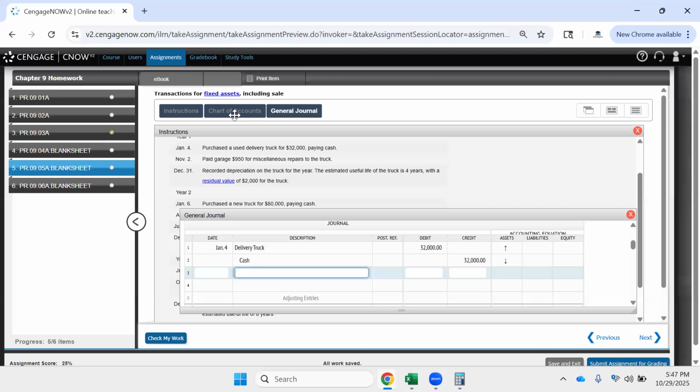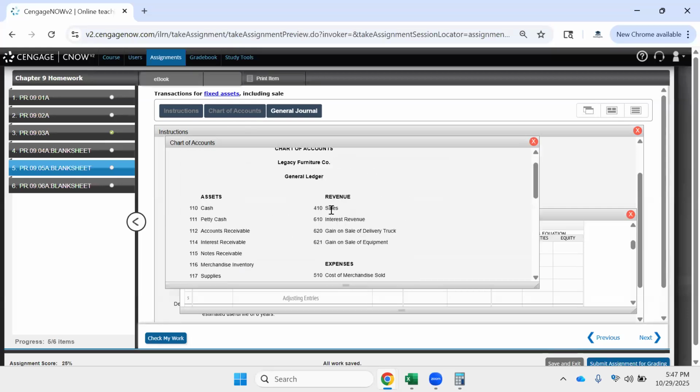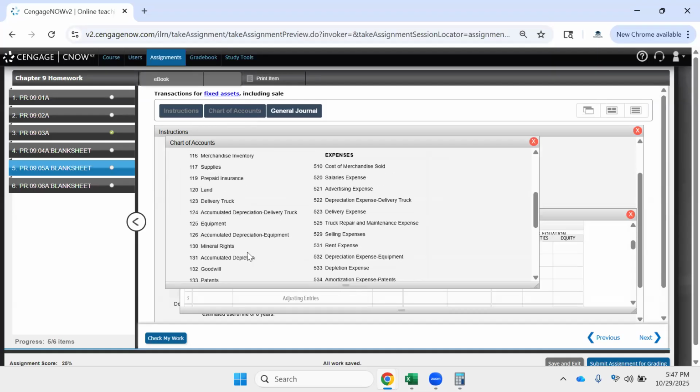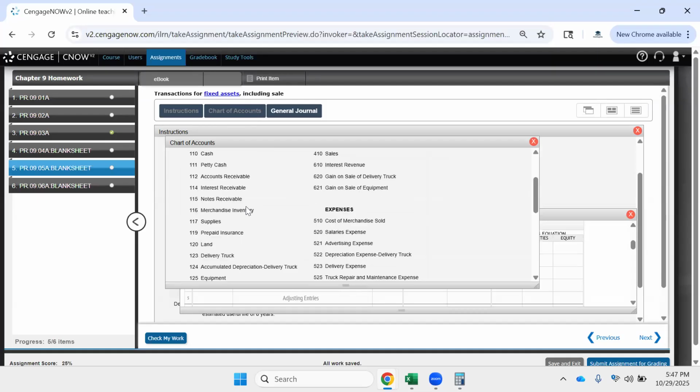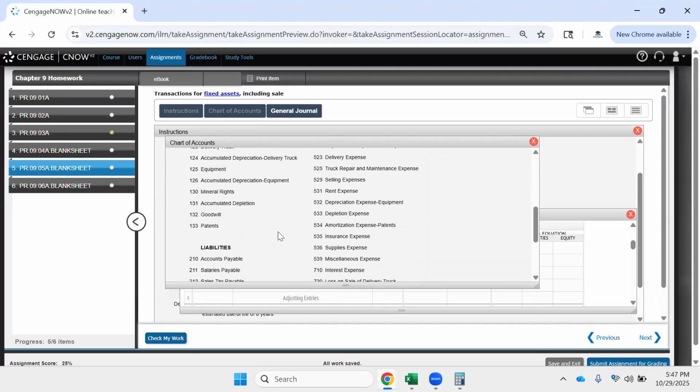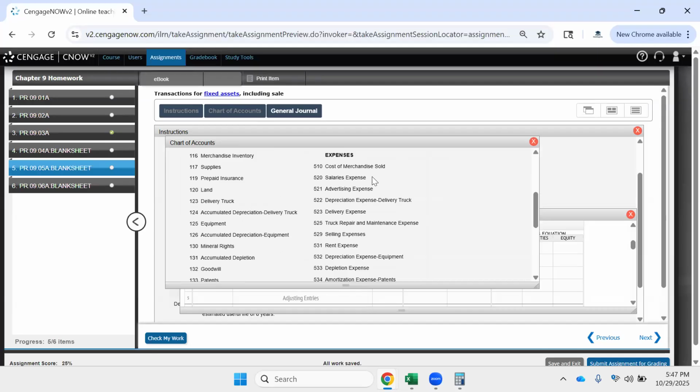For repairs to the truck, we need to expense these. These are not capitalized expenses, right? These need to be recorded in the current period because it's to keep the truck in use really only during the current period. We're going to have more maintenance next year. And so our expense is truck repair and maintenance expense.